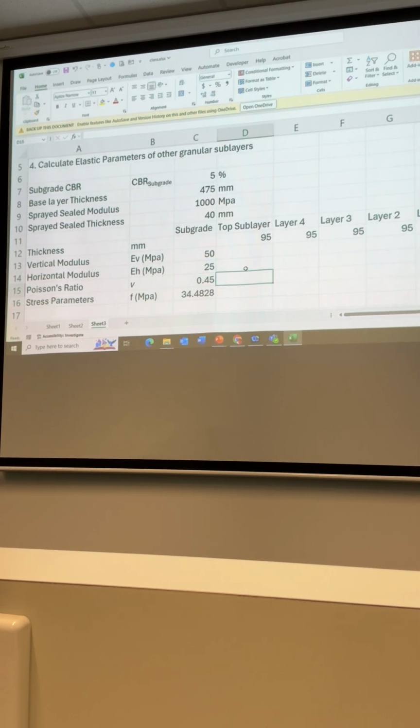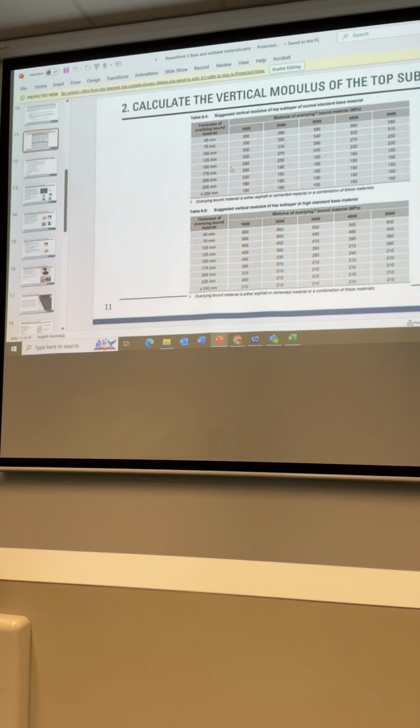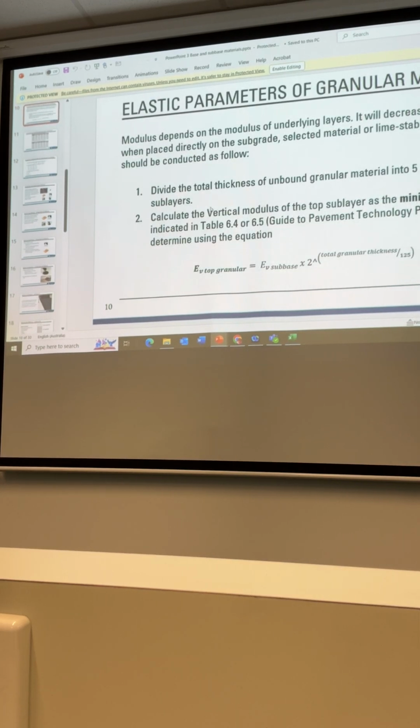Okay, so now we know how much is the vertical module of the subgrade. We need to calculate the vertical module of the top sublayer. And then I'm going back to my PowerPoint, and I'm going to look how much is the vertical module of the top sublayer. It says it's going to be the minimum value of the indicated in the table 6.4 or 6.5, and the one using this equation that we have here.